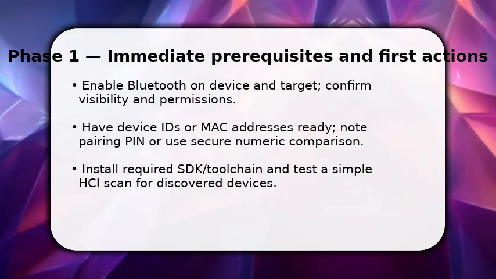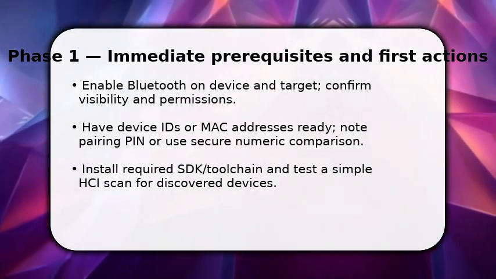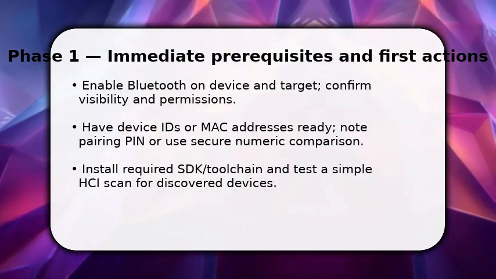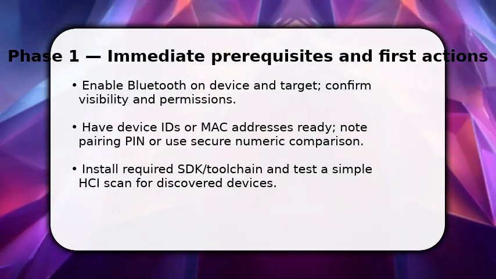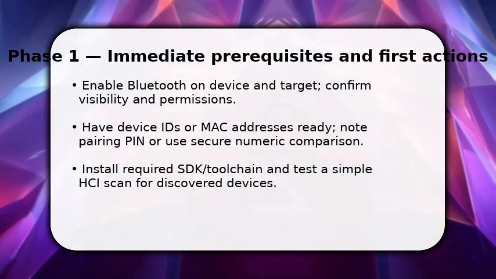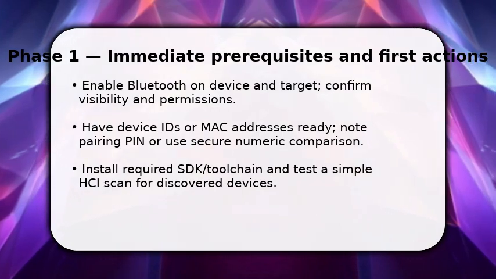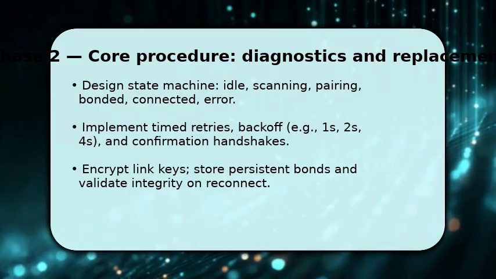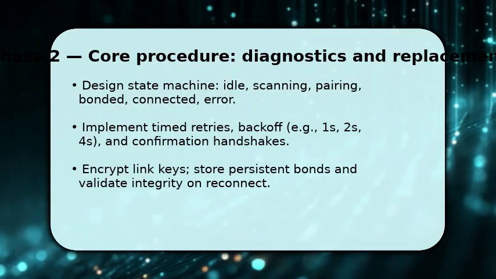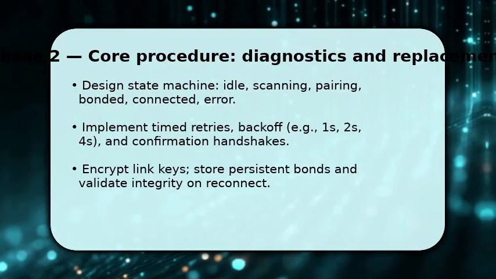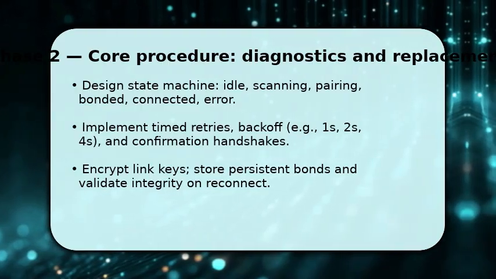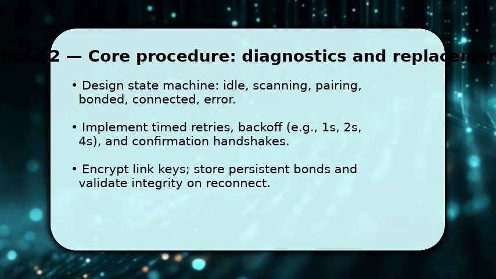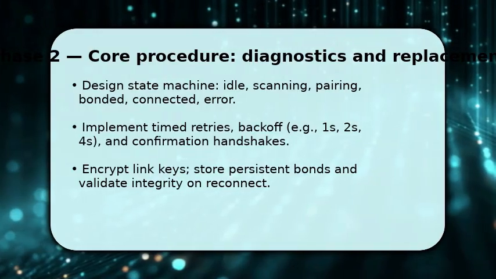Next, initialize the Bluetooth stack via the SDK or HCI console so you can issue pairing and link commands. These initial steps let you build the actual pattern reliably. You now construct the pattern as a state machine that transitions, idle to scanning, scanning to pairing, pairing to bonded, and finally to connected. Once paired, you implement handshakes and encrypted link key exchange so the connection is secure.